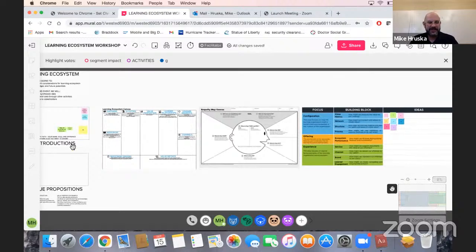So we know who the team is. We know all the variations of value prop. We've done the learning ecosystem canvas. We've done the empathy map. We've essentially created a number of different worlds. We've opened those worlds. And now we've explored each world individually.